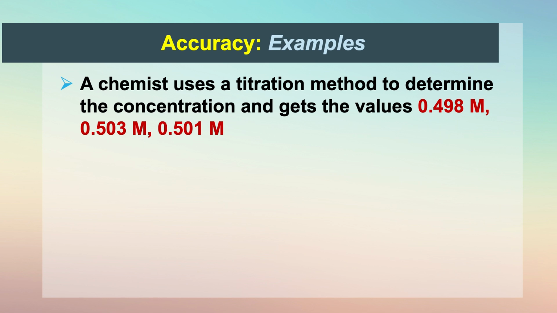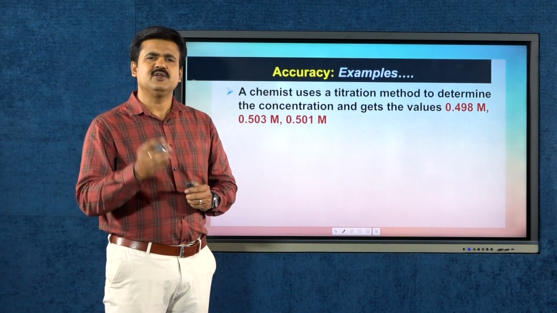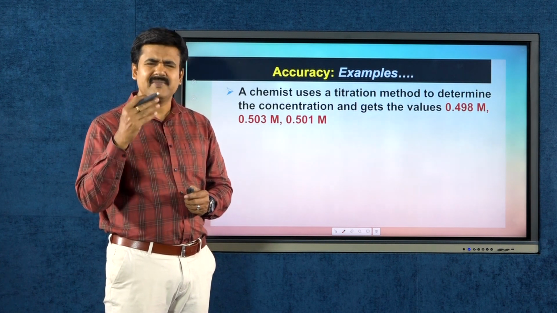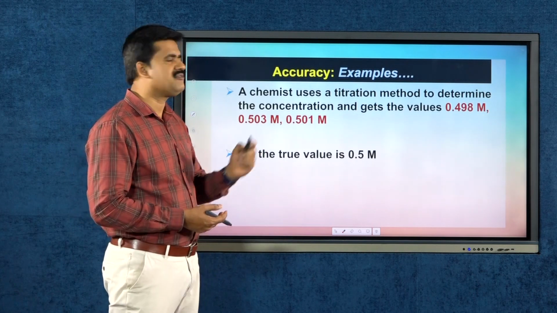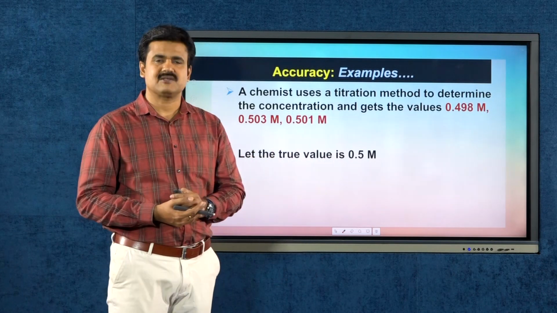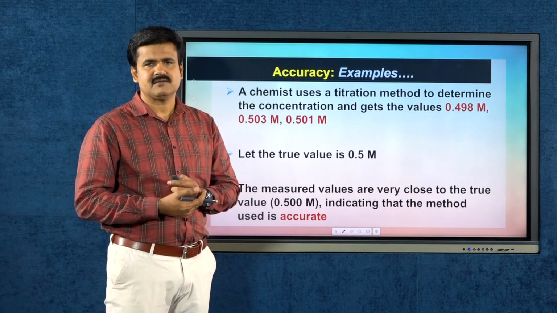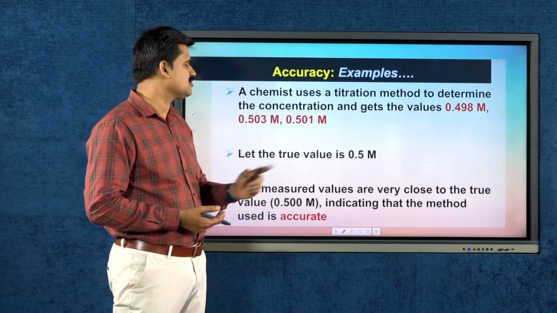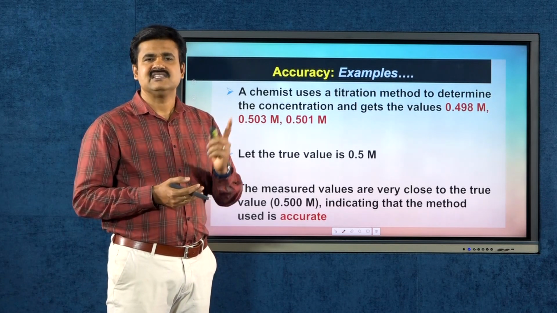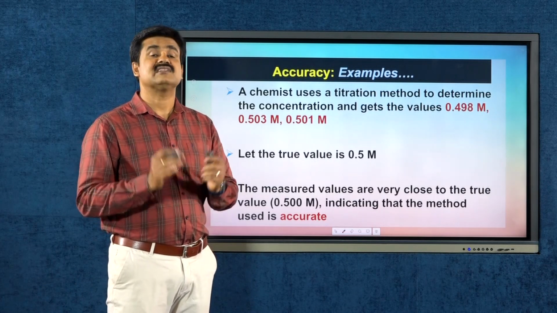Now, another example for accuracy. A chemist uses a titration method to determine the concentration and gets values 0.498 molar, 0.503 molar and 0.501 molar. In order to get a comparison, we have to compare it with the true value. Let the true value, or actual concentration, be 0.5 molar. Now compare this actual value with the observed values. The observed values are very close to each other, very close to the true value. Thus, the measured values are very close to the true value of 0.500 molar, and that indicates the method adopted is an accurate method, or the results are accurate.